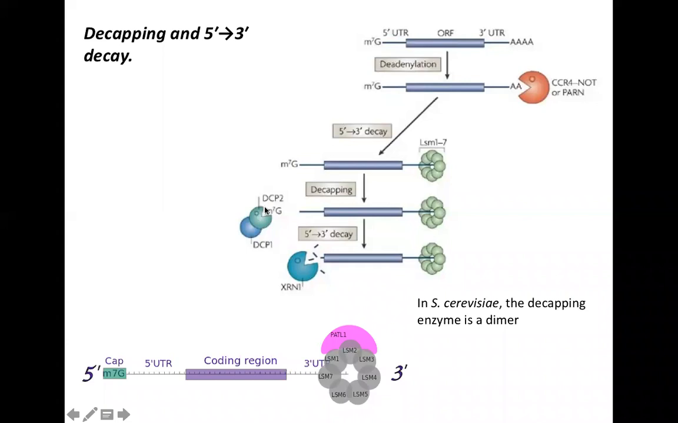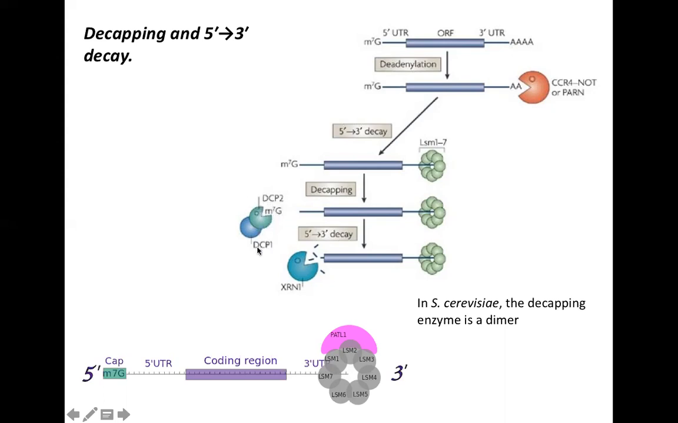And here DCP2 has this domain which destroys the cap. M7G means 7-methylguanosine. It has this domain which is known as MUT-T, M-U-T, and then capital T. MUT-T is the name of the domain. So this DCP2 contains this catalytic domain which destroys the 5' cap.